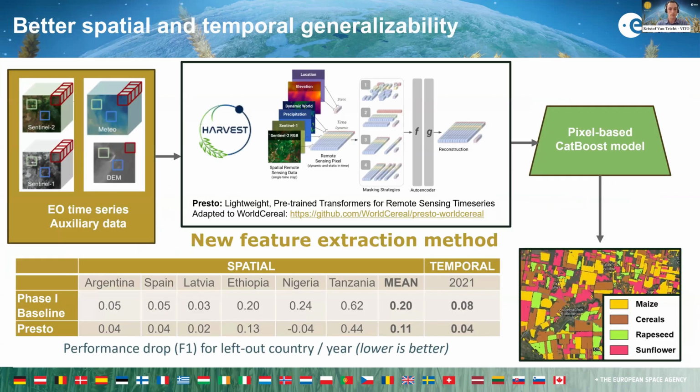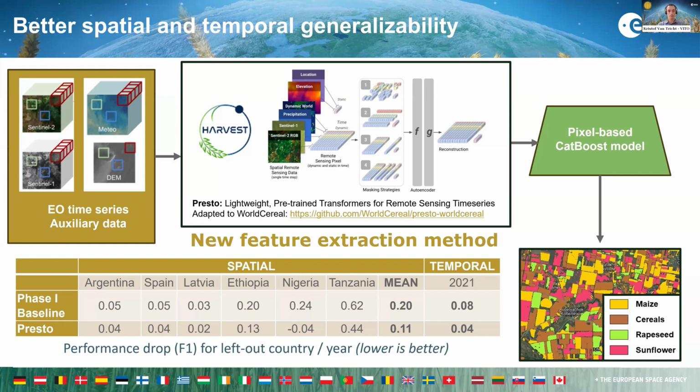It used to be an expert feature computation, just temporal metrics that we compute on input time series. This is now replaced by the Presto algorithm. So we did quite some experiments to actually find out whether this is also true in reality. And so we compared both spatially and temporally if Presto actually also outperforms our phase 1 baseline, which is the algorithm that we use to produce the phase 1 global WorldCereal map. We saw both spatially as well as temporally that with Presto, we had a much higher generalizability, which led us also to decide to onboard this now as the default feature extraction method.